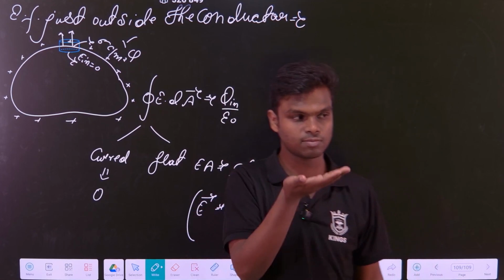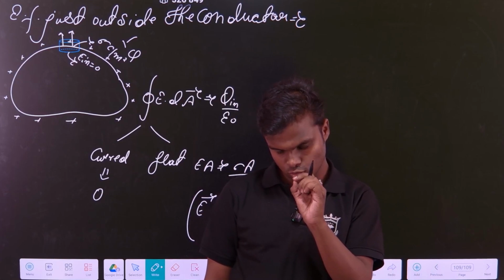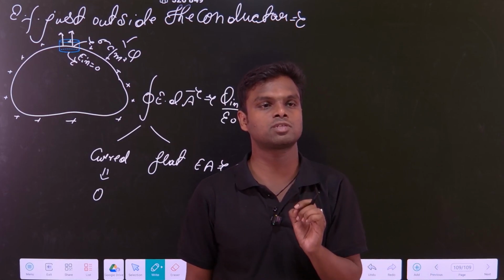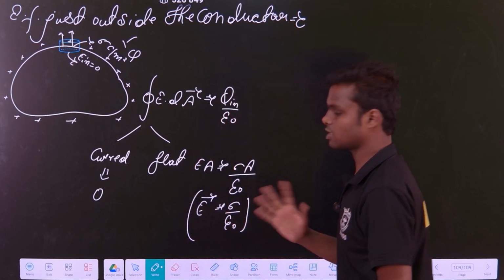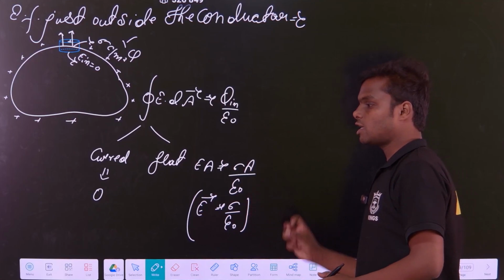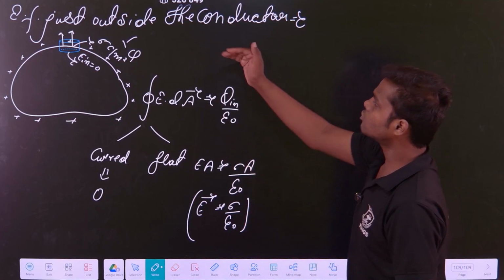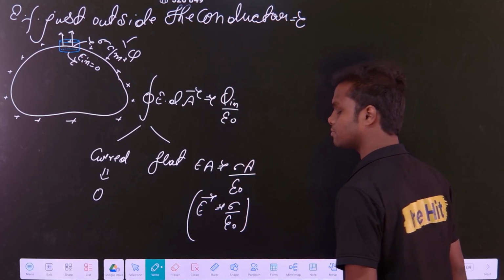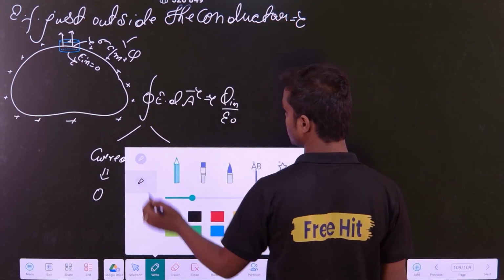Means suppose this is my conductor, suppose just 0.00001 mm distance. What is the electric field? That is sigma by epsilon naught, correct? Clear? So this is the electric field just outside the conductor. Clear? Okay, that is sigma by epsilon naught.